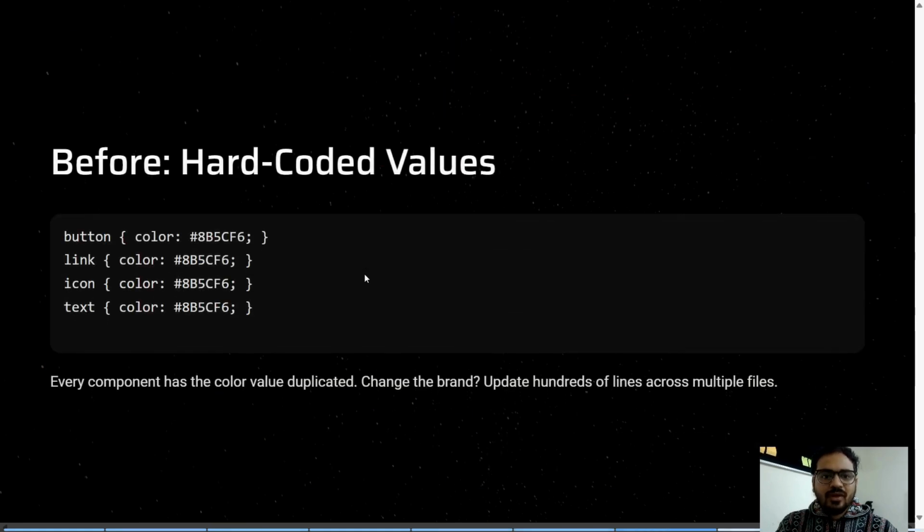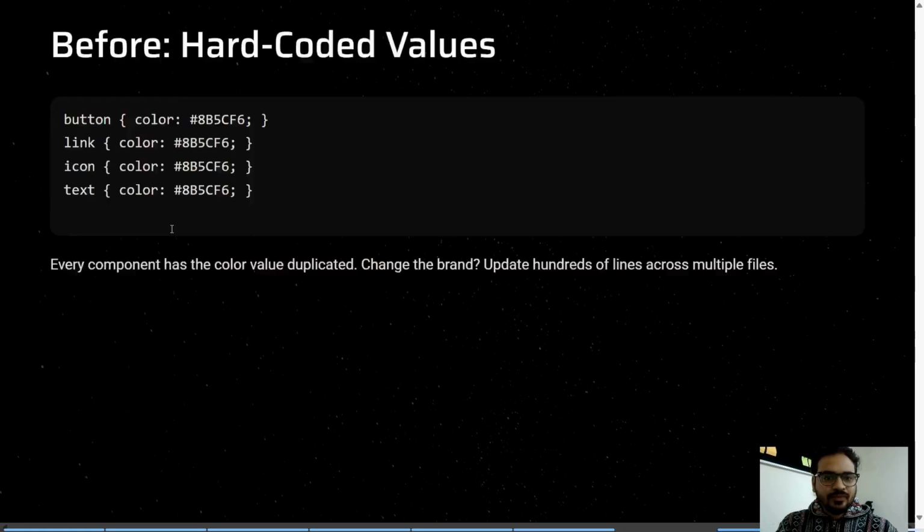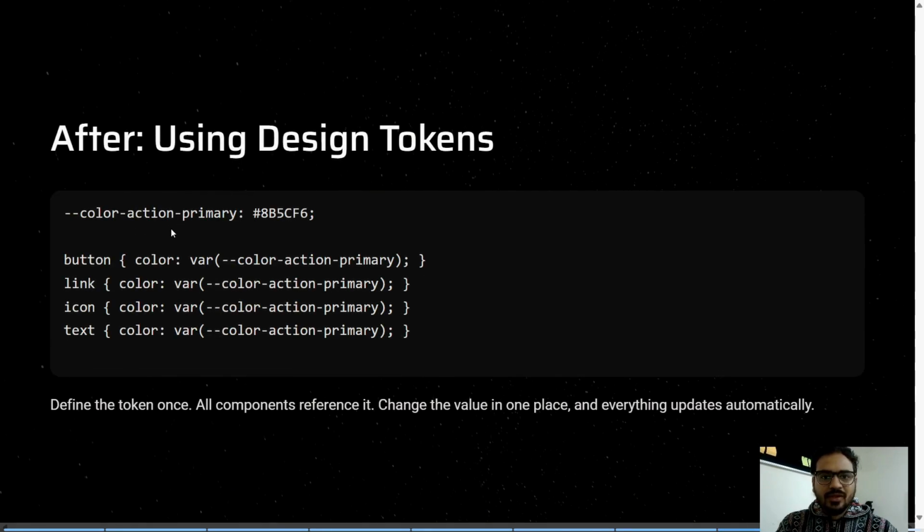Before, with hard-coded values, it's just the button, link, icon, and text with only a color. After we use design tokens, it's color action primary for the button, link, icon, and text. Once you change the color action primary, it changes the color of the whole button, link, icon, and text. So you can relate to that, maybe you also do it in your companies or even in your personal work.